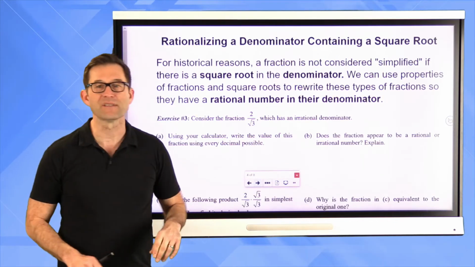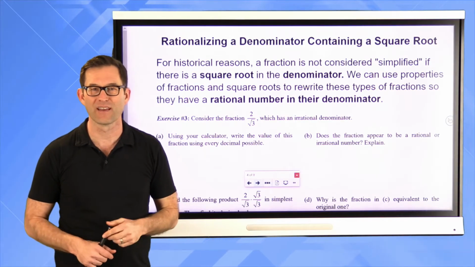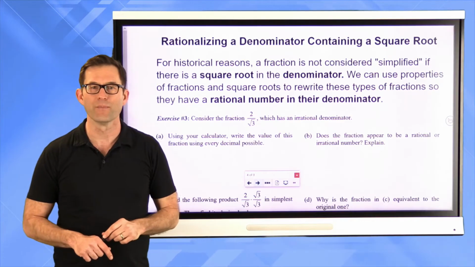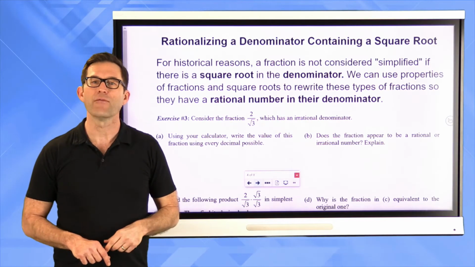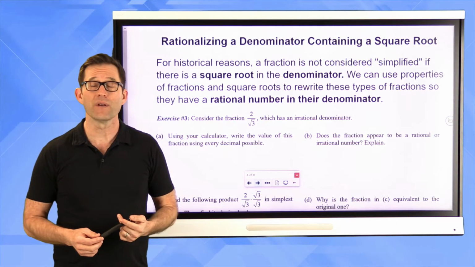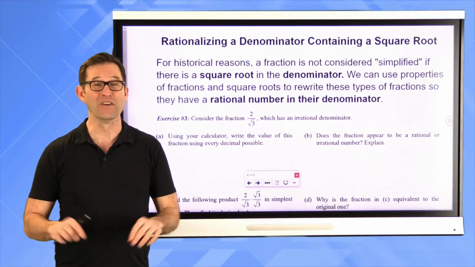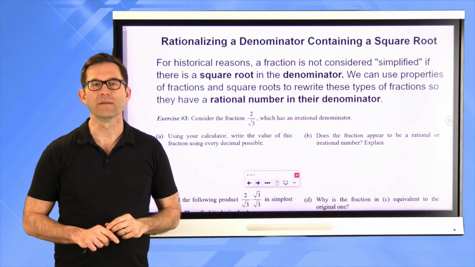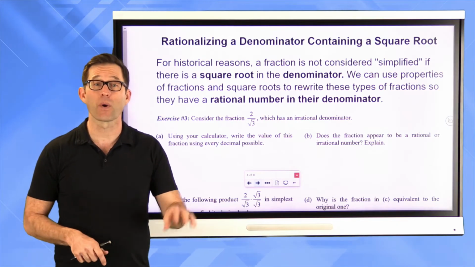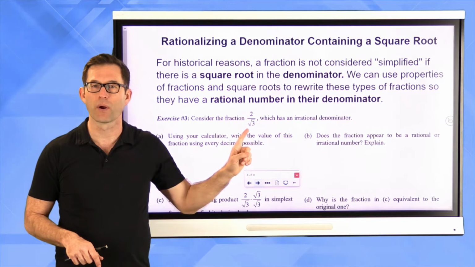All right, we're going to see why that is in a moment when we learn how to rationalize a denominator containing a square root. Now, this is similar to simplifying a square root. For historical reasons, a fraction is not considered simplified if there is a square root in the denominator. That's the bottom of the fraction. In the numerator, go ahead, no problem. But for some reason, fractions in the past used to not be considered simplified if they had a square root hanging out in the bottom of the fraction, kind of like 2 over square root of 3.